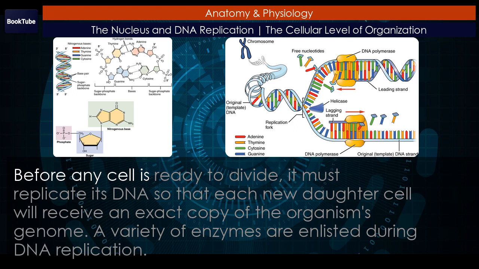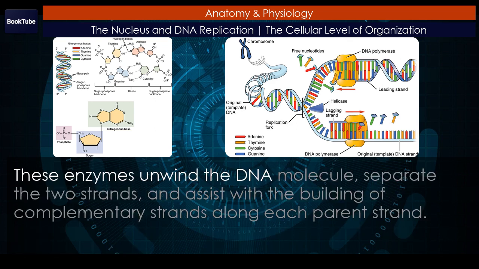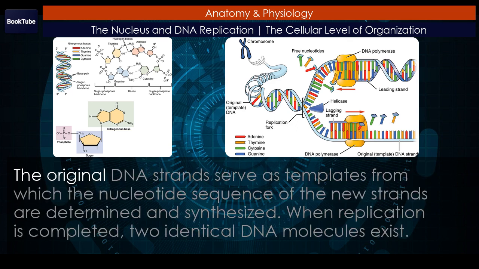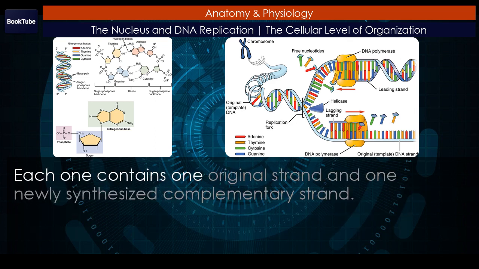Before any cell is ready to divide, it must replicate its DNA so that each new daughter cell will receive an exact copy of the organism's genome. A variety of enzymes are enlisted during DNA replication. These enzymes unwind the DNA molecule, separate the two strands, and assist with the building of complementary strands along each parent strand. The original DNA strands serve as templates from which the nucleotide sequence of the new strands are determined and synthesized. When replication is completed, two identical DNA molecules exist. Each one contains one original strand and one newly synthesized complementary strand.